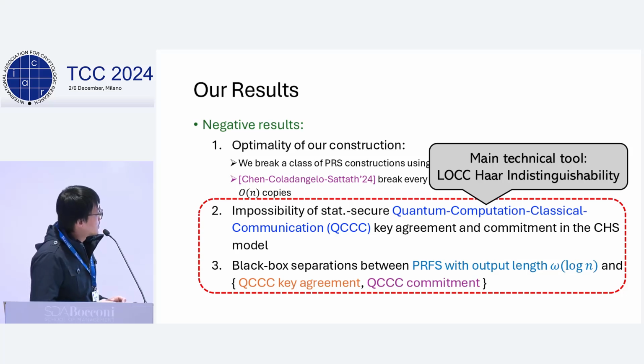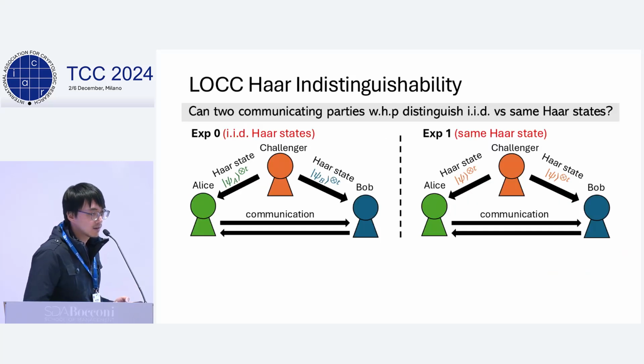And to prove the last two results, our main technical tool is what we call the LOCC hard indistinguishability. So what does this mean? Consider the following question. Can two communicating parties distinguish, with high probability, IID versus the same hard states? More precisely, on the left, the challenger sends T copies of psi A to Alice and T copies of psi B to Bob, where psi A and psi B are two independent hard states. And on the right, the challenger sends T copies of the same hard state to Alice and Bob.